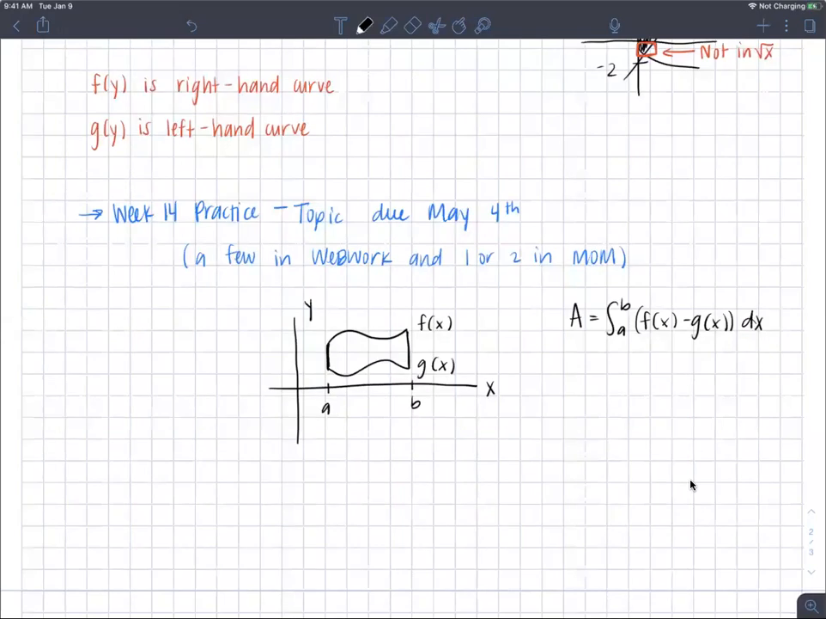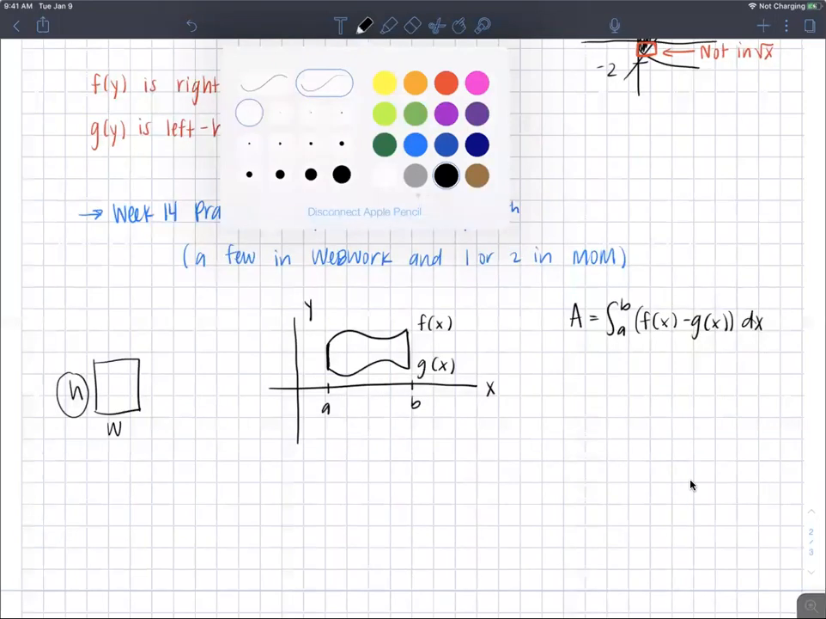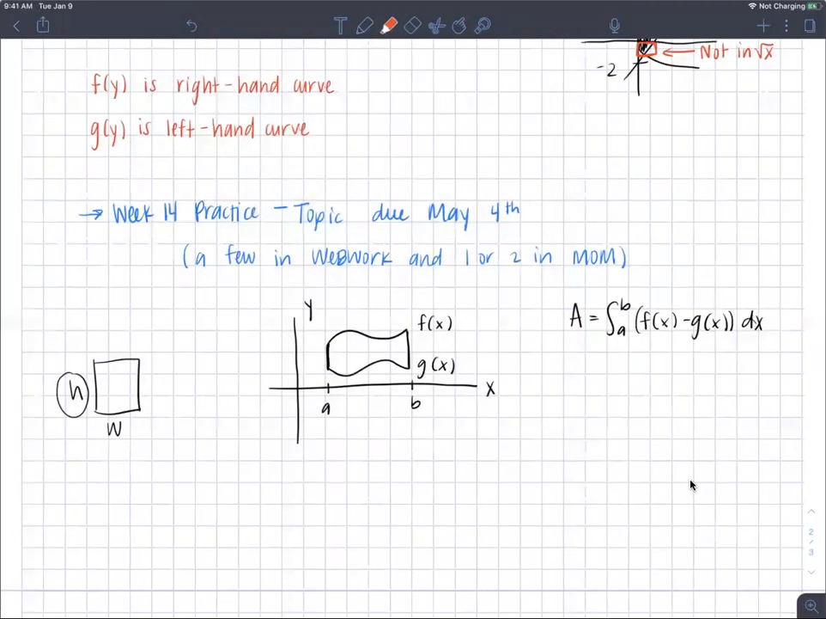Think about how you normally calculate area. If I gave you a box, it would be height times width. That's how you would calculate the area, and you would expect height to be positive. So if I look at the height between these two functions, I want it to be positive when I actually get the value. So I want this length right here to be positive.